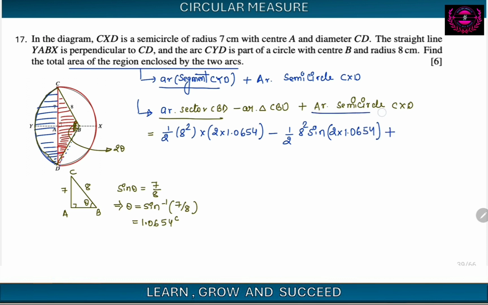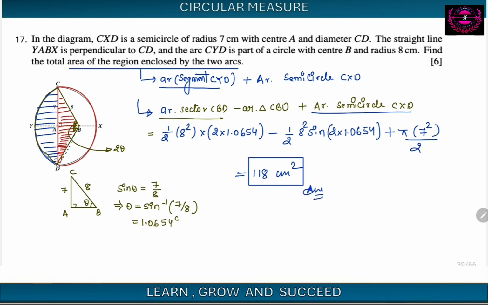Plus the area of semicircle CXD. So this is quite easy. The area of semicircle is pi r square by 2. So pi, and the radius is 7, upon 2. On the calculator, after substituting, you will get the total area between these two arcs as 118 centimeter square, and this is our final answer.